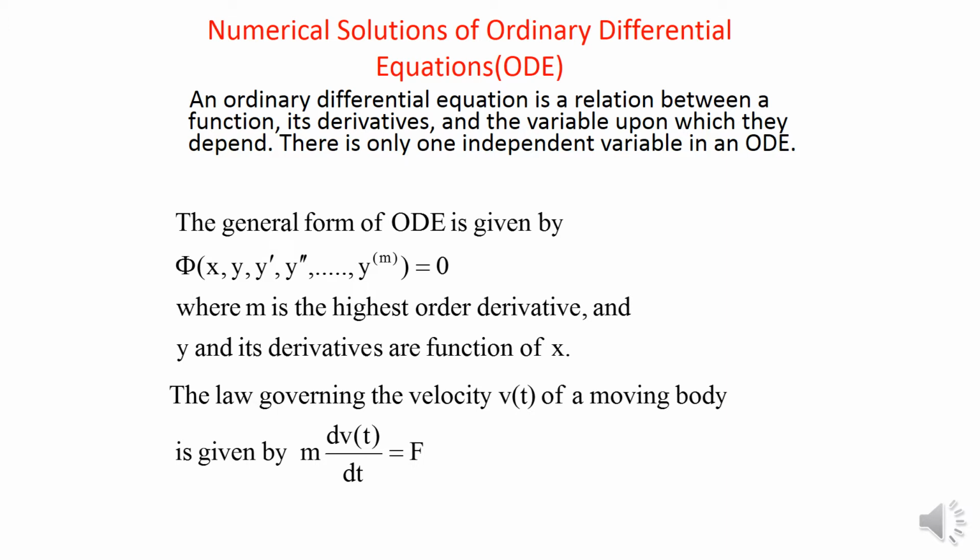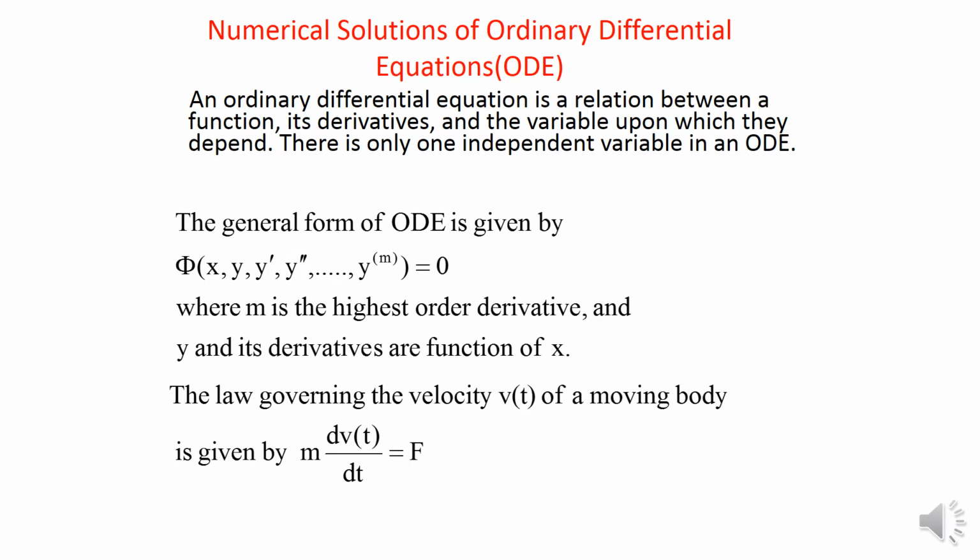So mathematically we can write it in this form. The general form of an ODE is phi(x, y, y dash, y double dash, ..., y to the power m) is equal to 0. It means x is the independent variable, y is a function which depends on x, and y dash, y double dash, etc. are its derivatives, and m is the highest order derivative here, and these are functions of x. y and its derivatives are functions of x.